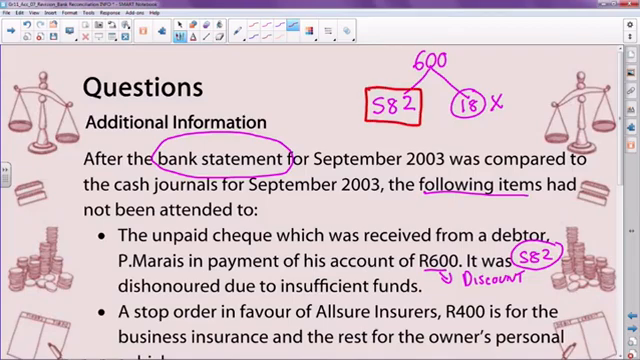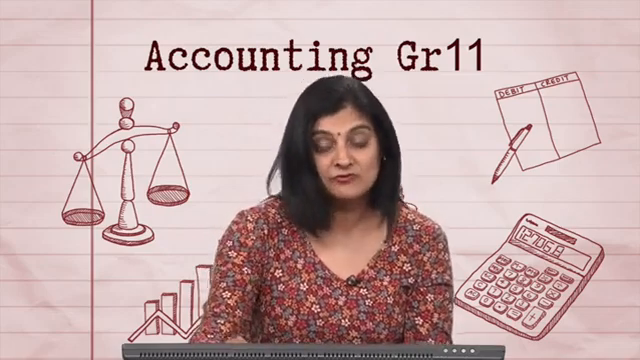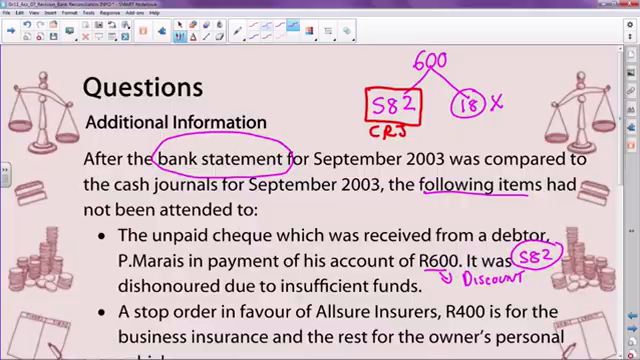Right, so how am I going to go about cancelling this entry? 582 Rand, I thought I received this money, so I entered this in my CRJ. But the bank is now telling me, sorry, for some reason we can't pay you. Probably the guy doesn't have money, insufficient funds. So we now need to reverse this entry. How do we reverse this entry? We make an entry in our CPJ, Cash Payments Journal. Okay, so that's how we're going to reverse the dishonored check.